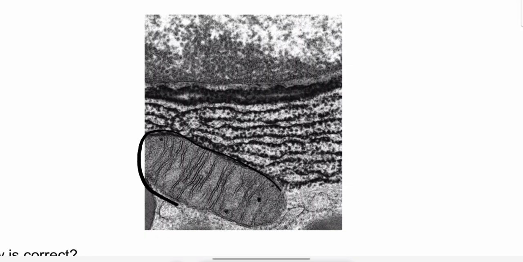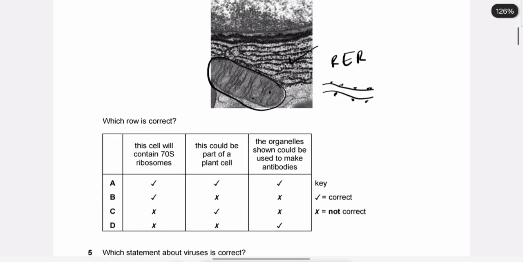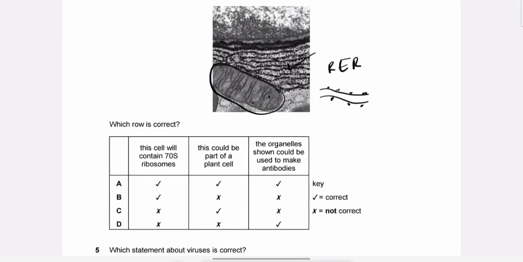We can see that this is a mitochondria, and these are rough endoplasmic reticulum. We can see by the structure there with ribosomes all over the reticulum, like that. So now, for us to say the cell will contain 70 S ribosomes, it would be true since we know that we have 70 S ribosomes in the mitochondria, which is kind of similar to prokaryotes, which have 70 S ribosomes. We know for eukaryotes we have 80 S ribosomes, but mitochondria take a similar form to prokaryotes, and they have 70 S ribosomes.